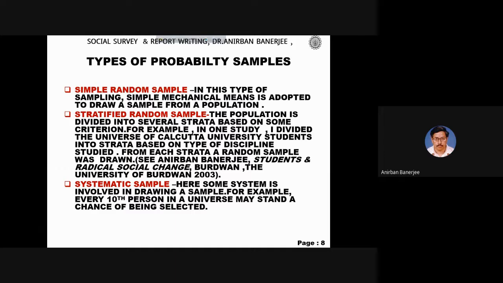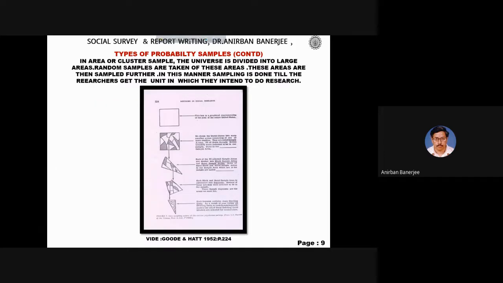Then there is another type of sample known as systematic sampling. Here, some system is involved in drawing a sample. For example, every 10th person in a universe may stand a chance of being selected. Well, there's also a fourth type of sample. This is known as area or cluster sample.